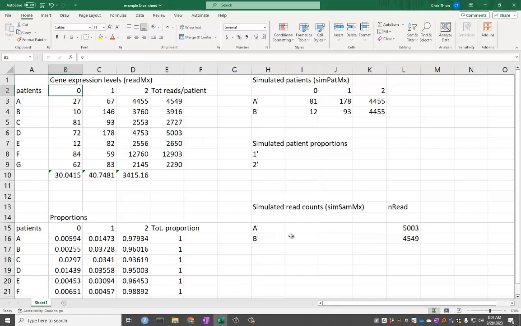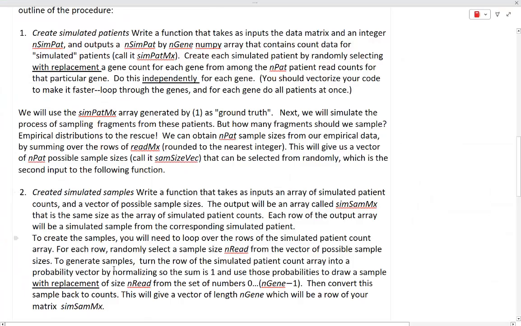All right. So here, how would you simulate these numbers? I'm going to have a simulation again for 0, 1, and 2, because those are my genes. All right, so how am I going to generate these numbers? To generate samples, turn the row of the simulated patient count array into a probability vector by normalizing so that the sum is 1. And use these probabilities to draw a sample with replacement of size n read from the set of numbers 0 up to ng minus 1.